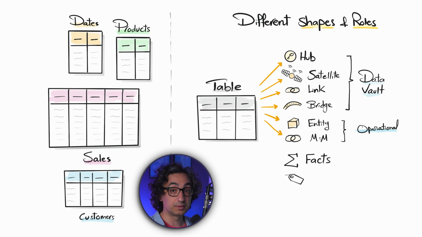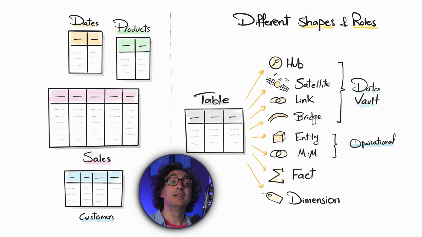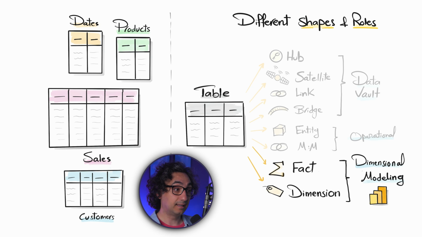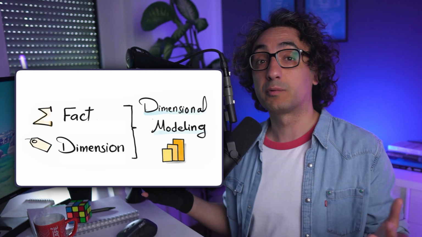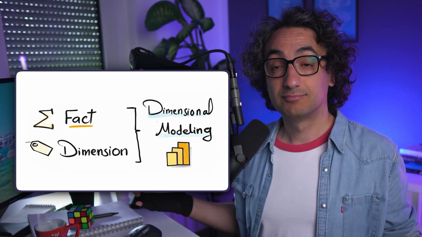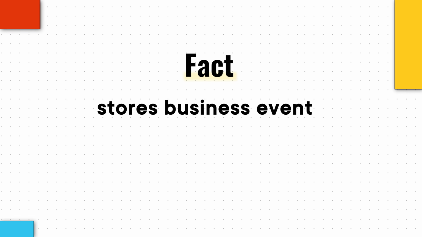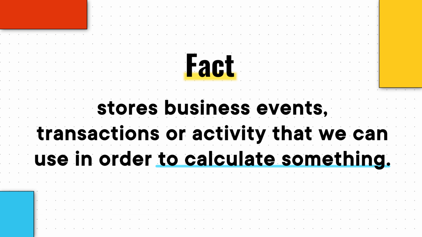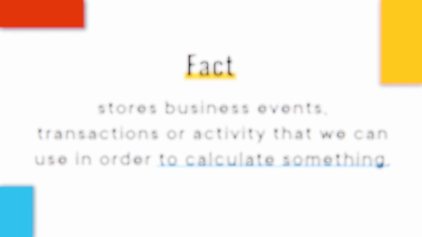And the most important modeling style or technique is dimensional modeling. So in this technique, the tables take one of those two shapes: fact tables and dimension tables. Now let's deep dive into those two and start with the first one, the fact table. So what is that? A fact table stores business events, transactions, or activity that we can use in order to calculate something. So now what this exactly means, let's have this example.